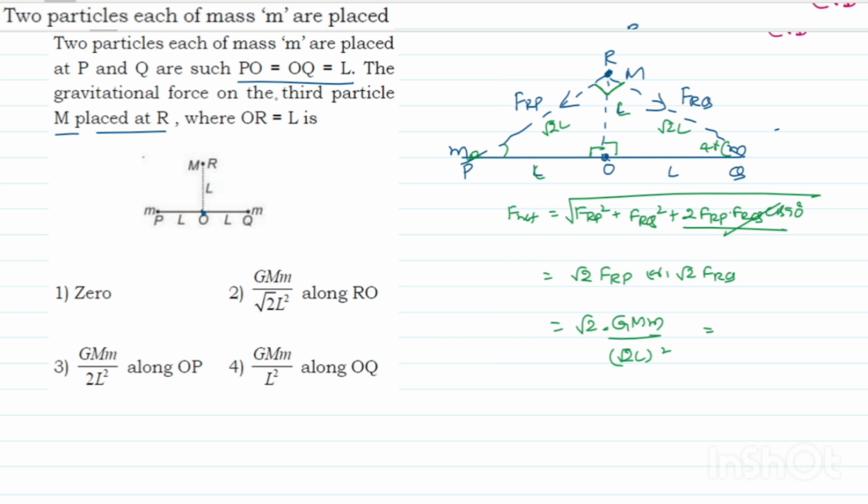Which is nothing but root 2 into G into capital M into small m by 2L square. Here we will be getting G capital M into small m by, writing the denominator 2 as root 2 into root 2, root 2 L square. So the resultant of these two forces will be acting along this direction, here it is RO. The second one is the correct answer.